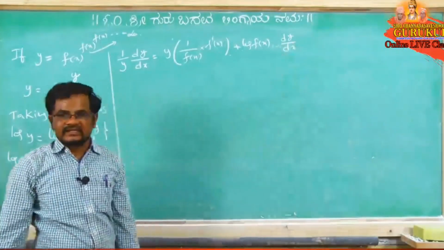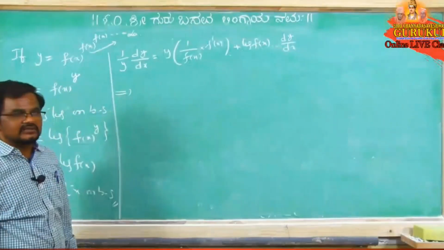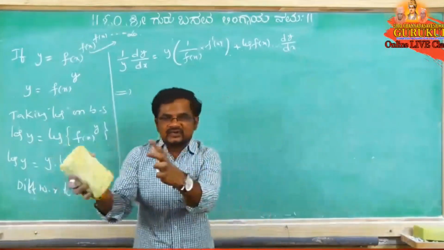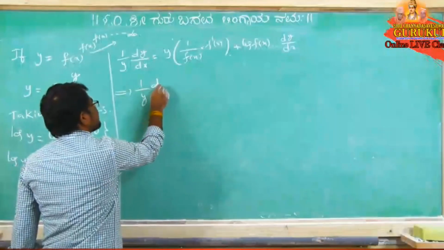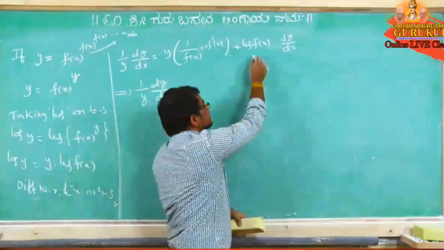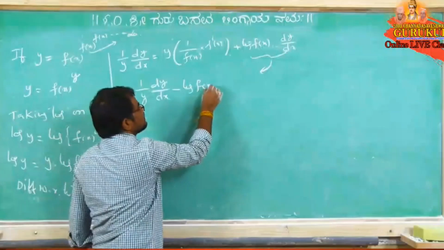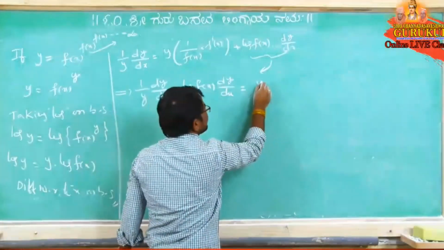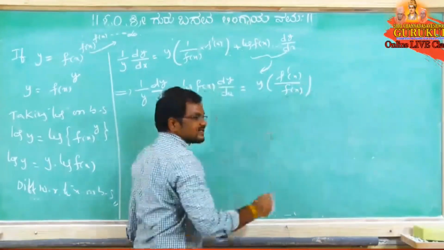Now, cross multiplication. Otherwise here dy by dx is there, here dy by dx is there. First you take common, then you simplify. Now 1 by y dy by dx, this term I am taking this side, minus log of f of x into dy by dx equal to, here what is remaining? y into f dash x by f of x.